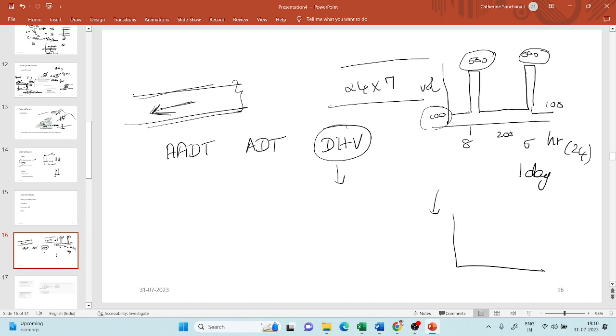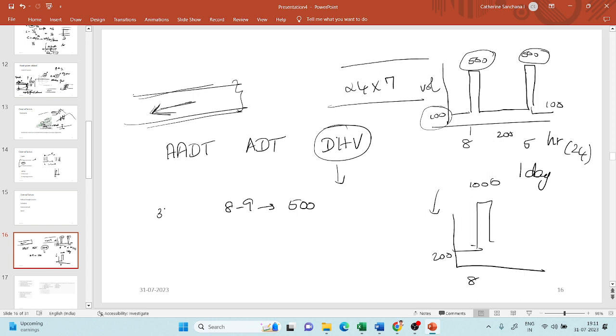Okay, now for the next day, I might have 200 till 8 o'clock, then 1000 from 8 to 9, something like that. So there are going to be different volumes of traffic that the roadway is going to be subjected to, right? So if I write all this down, say from 8 to 9 o'clock, it is 500. This is for one particular day.